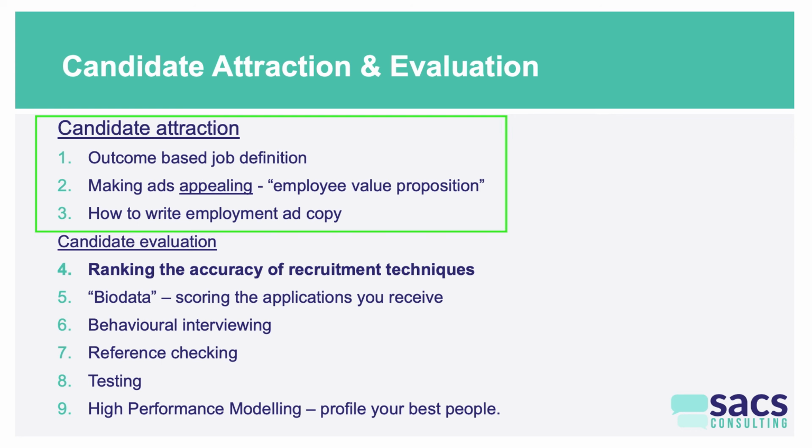So that's what we've had to say about candidate attraction using outcome-based job definition, how to make ads more appealing, and how to write employment ad copy. Now that you've got your pool of high-quality candidates, let's talk about how to work out exactly who is best for the job. And the very next video will be about ranking methods of candidate evaluation.